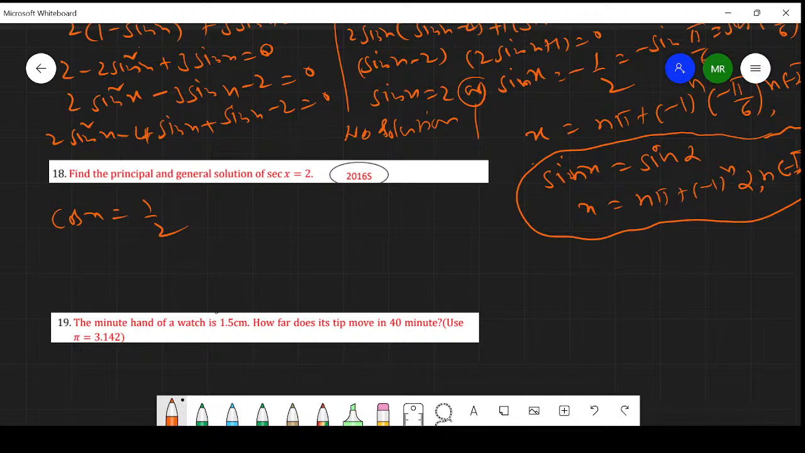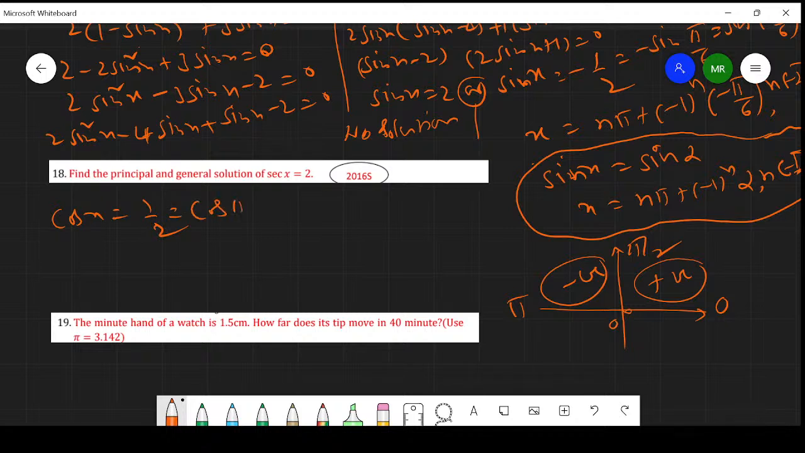In the case of cos, to find the principal solution, I will give the hint. This is 0, this is pi by 2, this is pi. When cos is positive, the principal value should lie between 0 and pi by 2. When cos is negative, the principal solution should lie between pi by 2 and pi. Remember that. So cos x is positive, first quadrant. I can get cos pi by 3, cos 60. So this is the principal value.